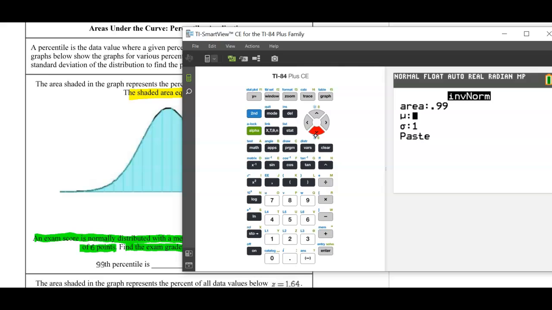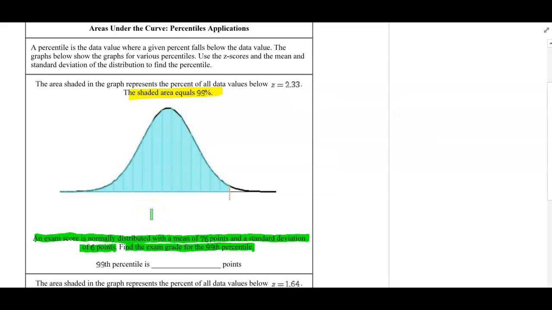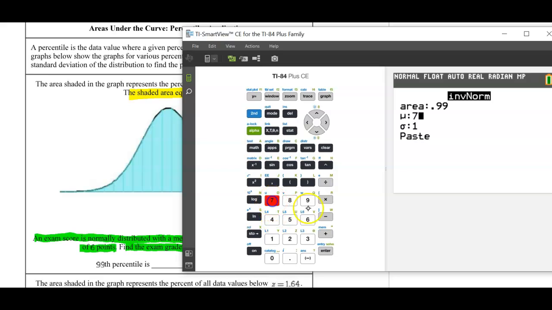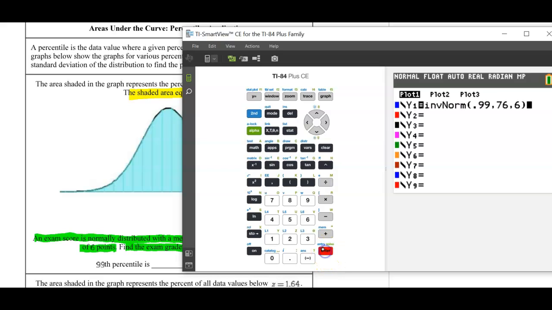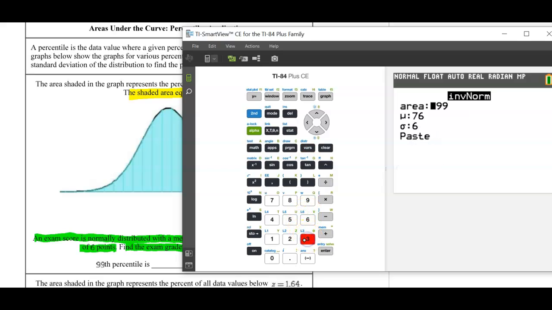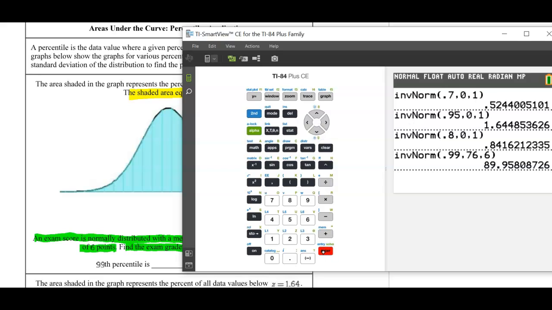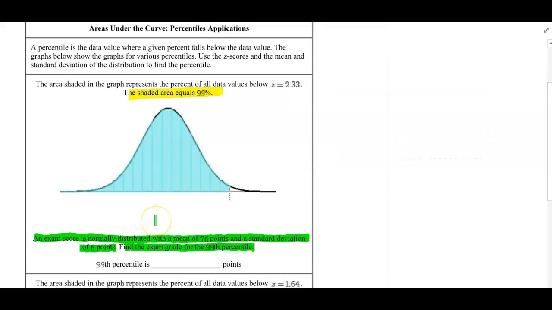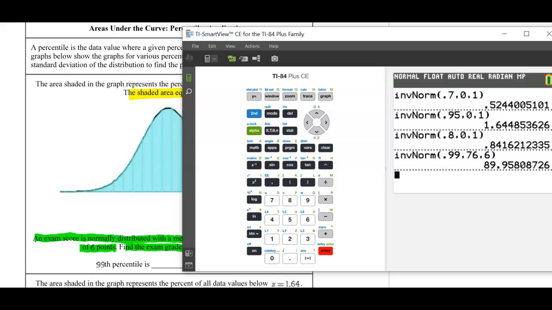You're told that the mean was 76 and the standard deviation was 6. So for the mean, we're going to type in 76, and for the standard deviation, we're going to type in 6. This is going to do the same type of calculation, but instead of giving you the z-score, it's going to give you the score on the actual test. I typed it in the wrong spot, so I need to press that again. Moving down to paste. So the score is 89.96. I'm not sure how many decimals I need here, so I'll just go 2 decimals, 89.96.